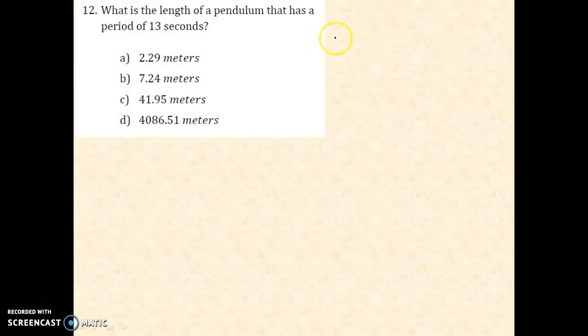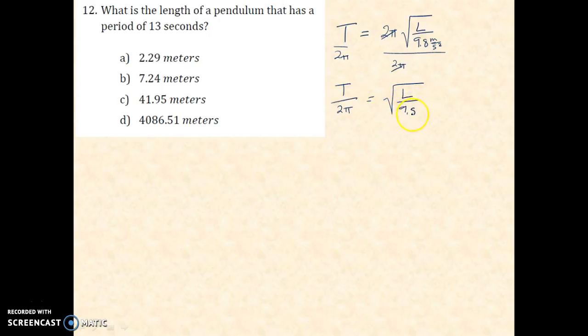So here you'll need the formula that the period of a simple pendulum is equal to 2 pi times the square root of the length of the pendulum over the acceleration of gravity, which is 9.8 meters per second squared. And then we want to find the length. So if I wanted to find the length, I would start by dividing both sides by 2 pi. So then I got period over 2 pi equals square root of length over 9.8.